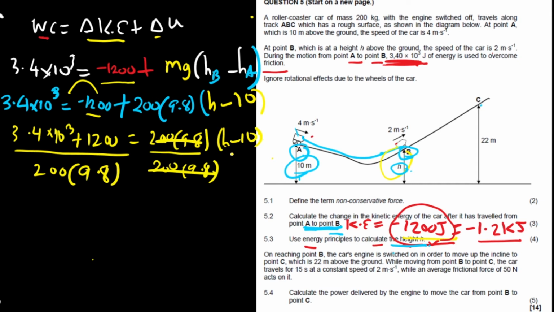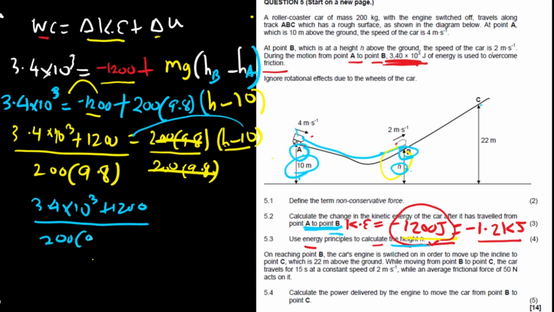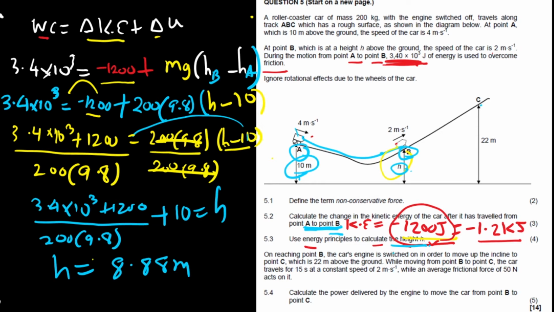So now we're going to say, let's get height. It's easy. So we're going to make height the subject, which means this 10 is going to go over. So we're going to say this equal to 3.4 times 10 power 3 plus 1,200 over 9.8, and then this is going to come over, it becomes plus 10 equal to height. So plug in the calculator. If you plug it in, this is going to give you 8.88 meter. Oh, so now we have this height.